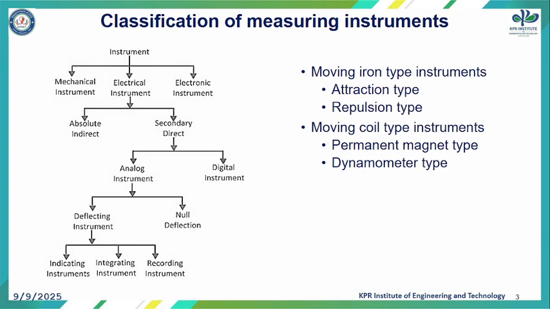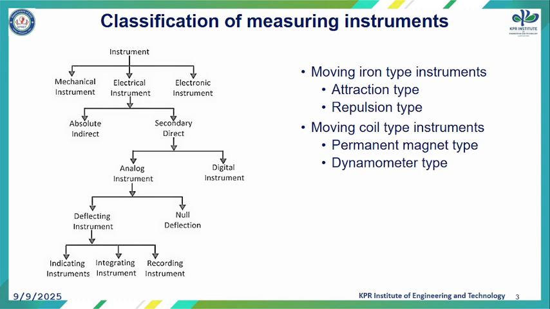Classification of measuring instruments. The instruments are classified into three categories: mechanical instrument, electrical instrument and electronic instrument. Again, the electrical instruments are classified into two categories: absolute and secondary. These secondary instruments are classified into two categories: one is the analog instrument, another one is the digital instrument.